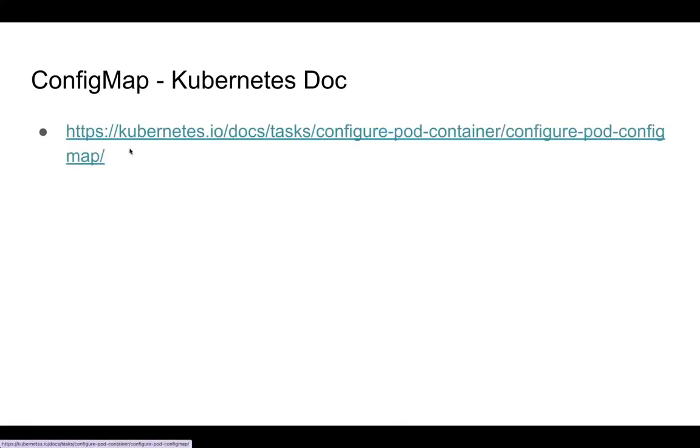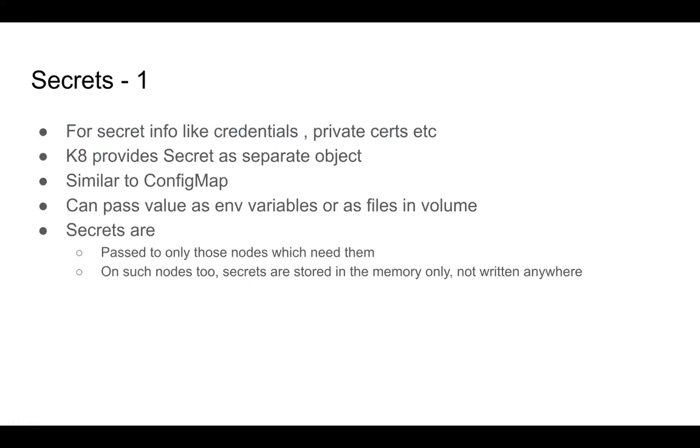These are the Kubernetes documentation. You can go through in detail. It has a lot more information than I have described here. Please go through that. Now we'll be starting with the secrets. There are scenarios in the application where you have to use credentials, which are passwords, for example, or private certificates, which should not be stored in plain text or should not be known to anyone else. For that, Kubernetes provides a secret object, which is a separate object.